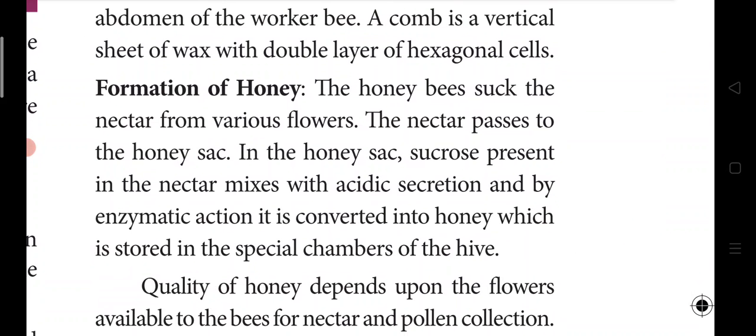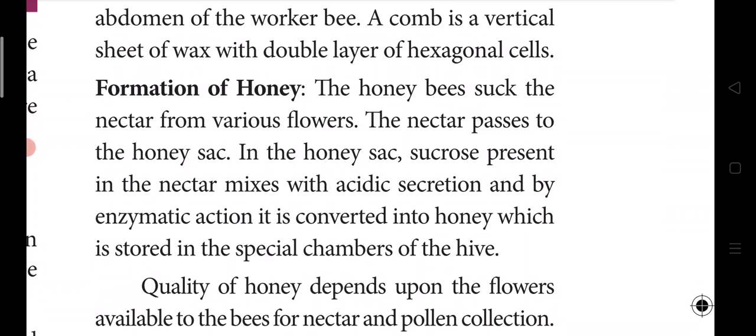Formation of honey. The honey bees suck the nectar from various flowers. The nectar passes to the honey sac. In the honey sac, sucrose present in the nectar mixes with the acidic secretion and by enzymatic action it is converted into honey, which is stored in special chambers of the hive. So எப்படி honey form ஆகுது? honey bees என்ன பண்ணும்? Flowers இருந்து nectar வந்து suck பண்ணி collect பண்ணி எடுத்துட்டு வரும். அதை கொண்டு வந்து honey sac-ல drop பண்ணும்.